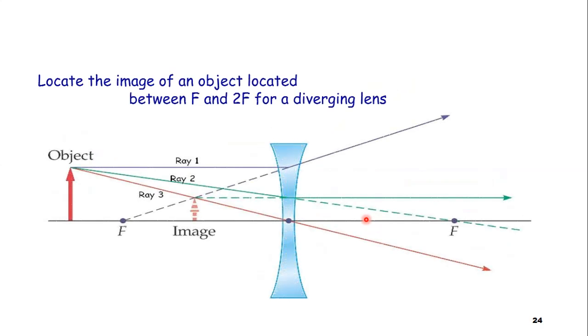Here the object is located between f and 2f, for a diverging lens. The image will be formed between the optical center and the focus. The object and the image are on the same side, and the image is virtual. We just draw the lines using ray 1, ray 2 and ray 3, and finally we get the image for the object. The image here is a virtual one.